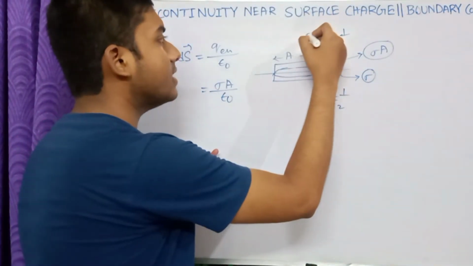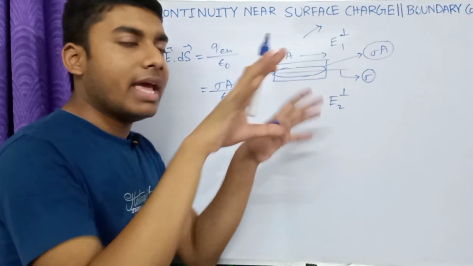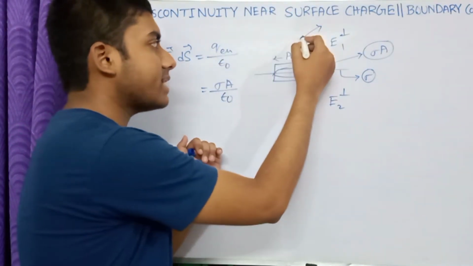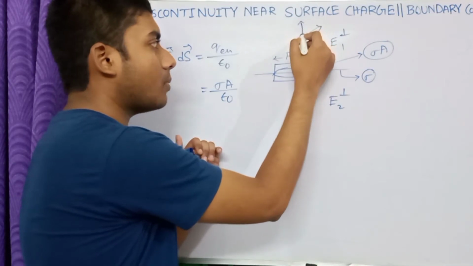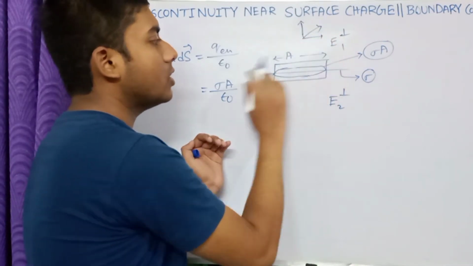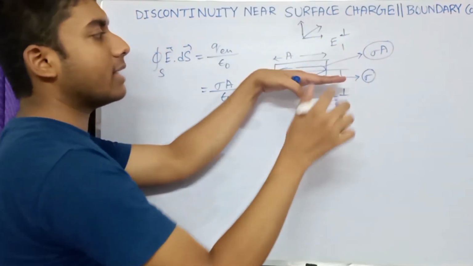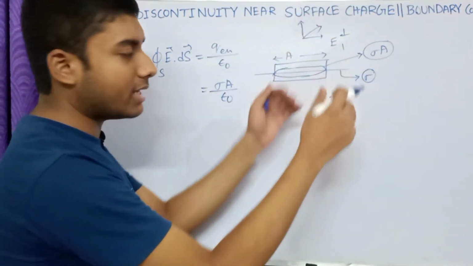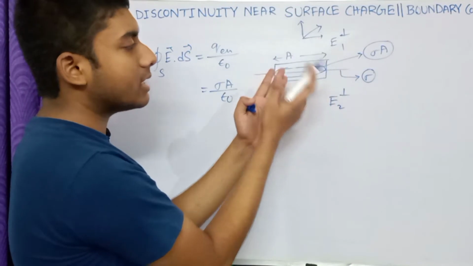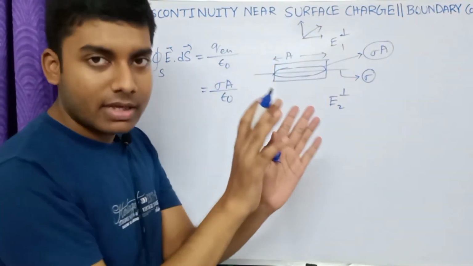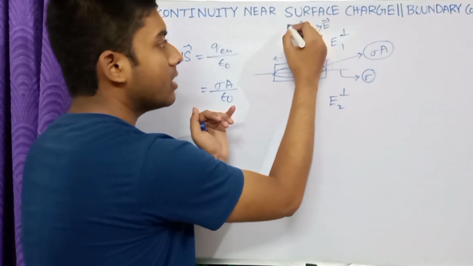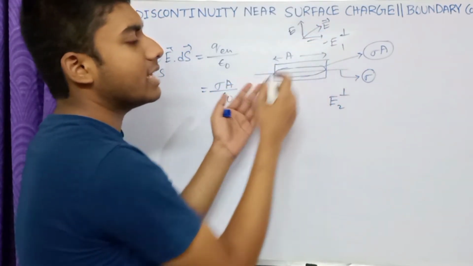That means the electric field in this region is suppose in any arbitrary direction like this. So it has two components: one is perpendicular to this plane and one is tangential. These two components, and the resultant will be in the direction of the electric field. So this is the resultant electric field, this is the perpendicular component, and this is the tangential component.